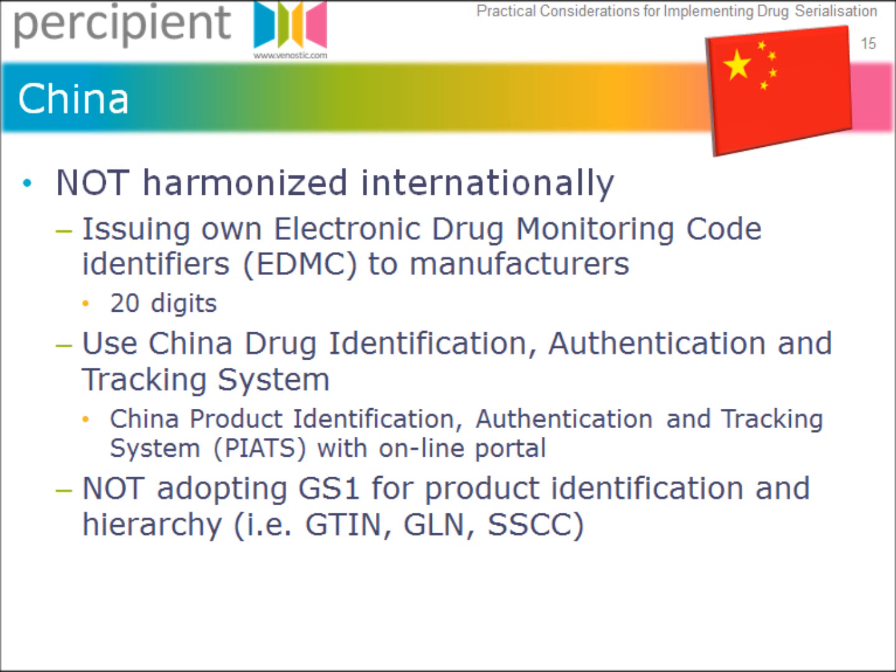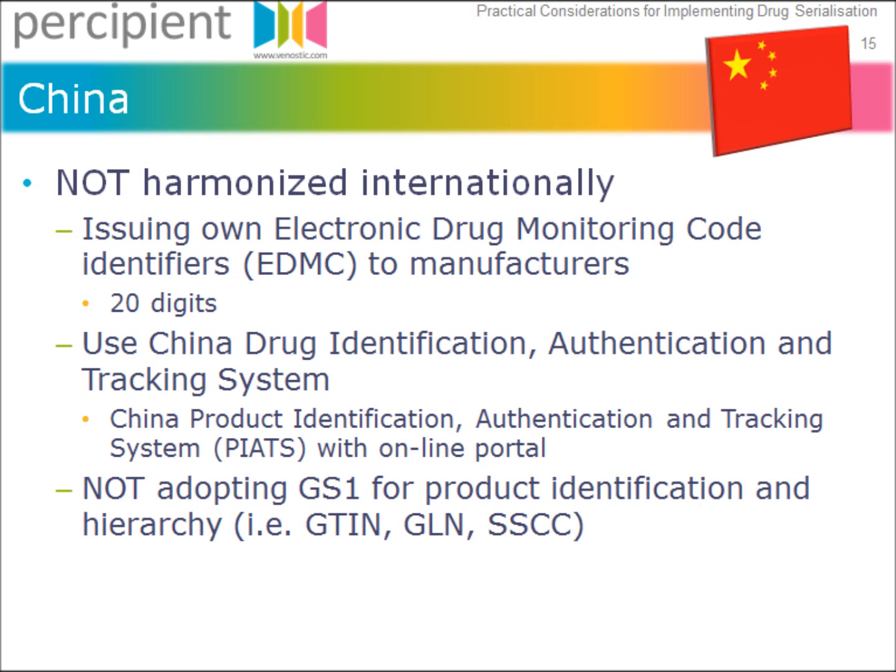They are going to be issuing their own electronic drug monitoring codes. And when we say they will be issuing those codes to manufacturers, that means you will not be generating your own serial numbers for China. You will be given the serial numbers which you have to apply to your products. You will have to then provide that information to the Chinese authorities using their China Drug Identification, Authentication and Tracking System, which is part of a wider product tracking portal which they're putting in place.